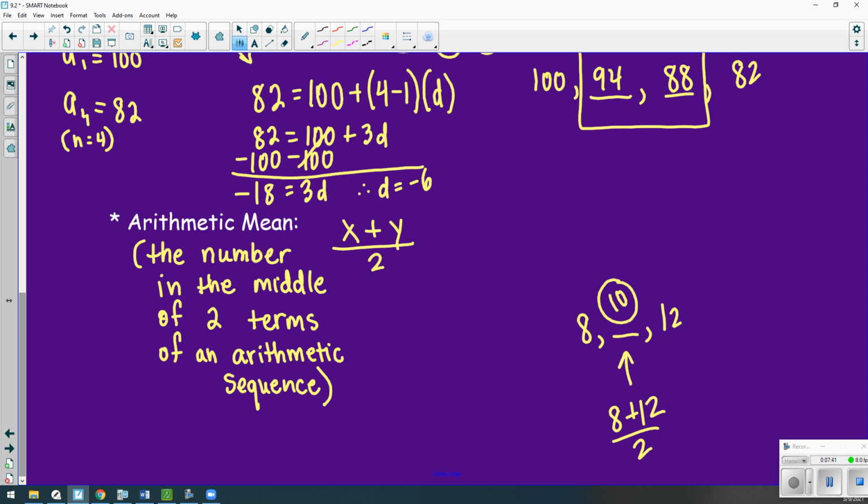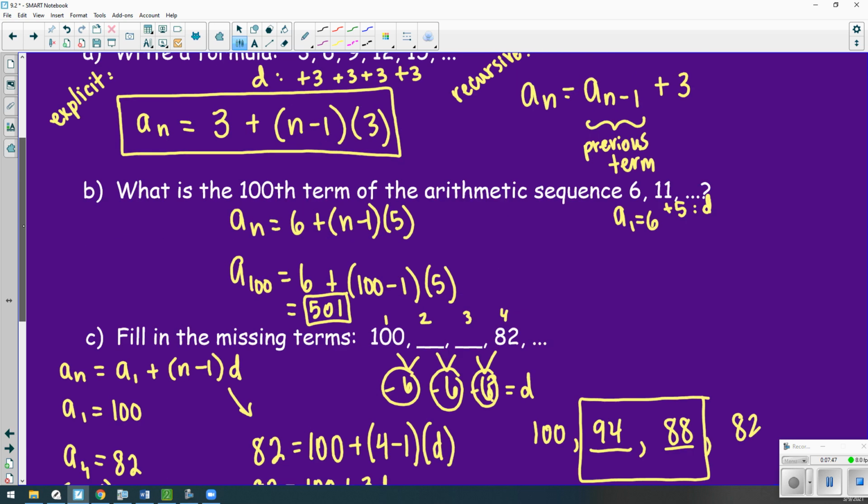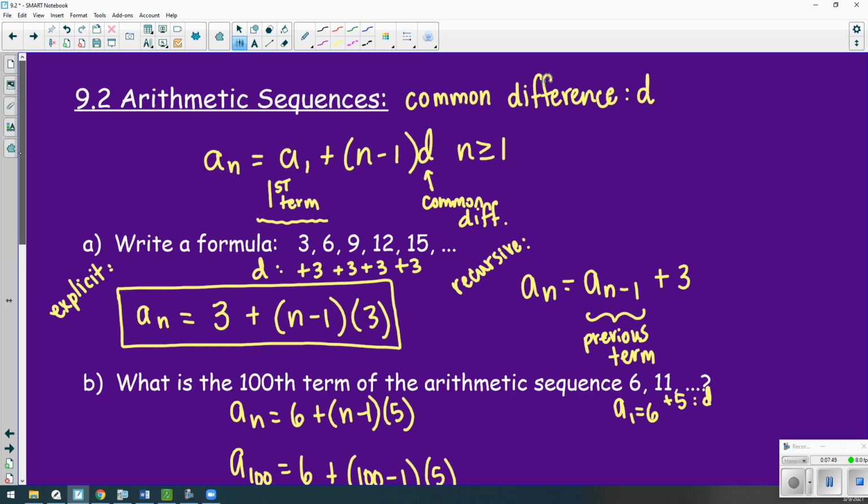Okay, so that's all I have to say about arithmetic sequences. Hopefully you've got all of this down and you can read your handwriting and all that good jazz. And so arithmetic sequences: a sub n is equal to a sub 1 plus the quantity n minus 1 times d.